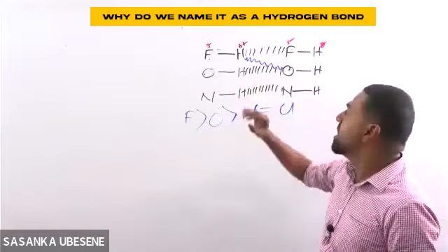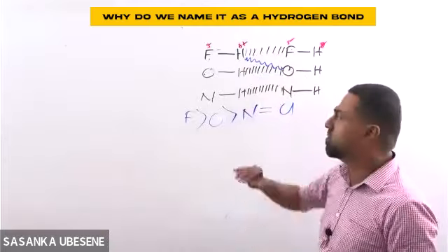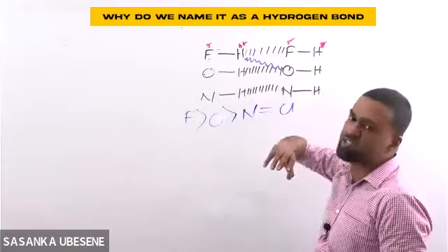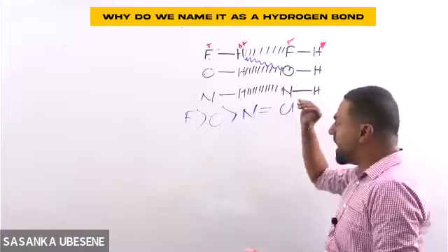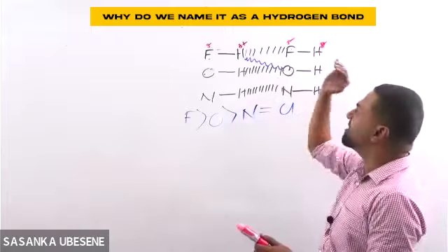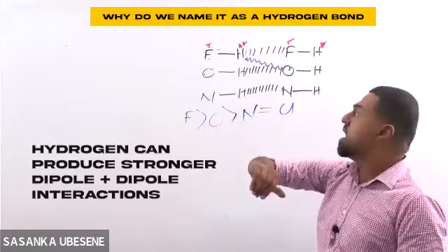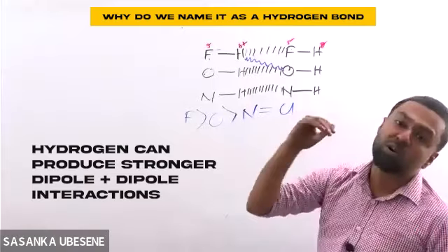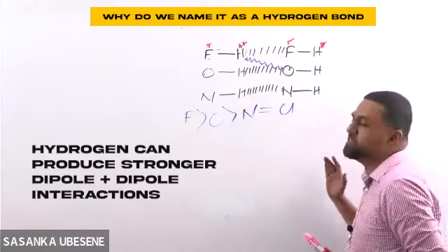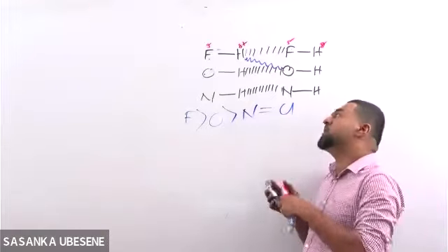The fractional positive charge is highly concentrated. So that's why the hydrogen atom is special, because it can produce a stronger dipole-dipole interaction, and that stronger type of dipole-dipole interaction is known as hydrogen bonding. So this is the story behind hydrogen bonding.